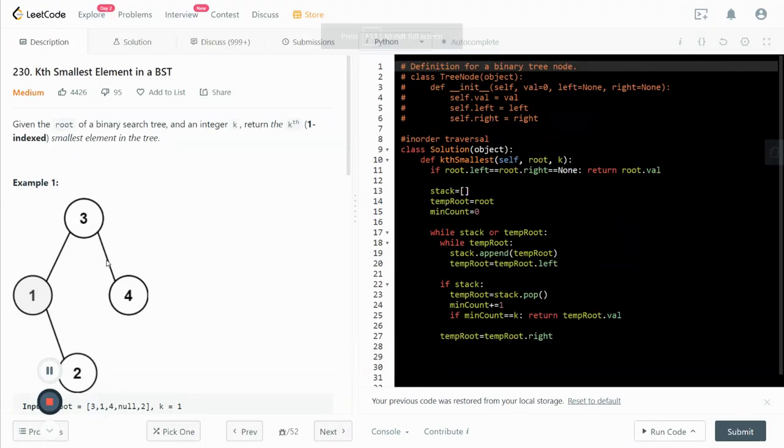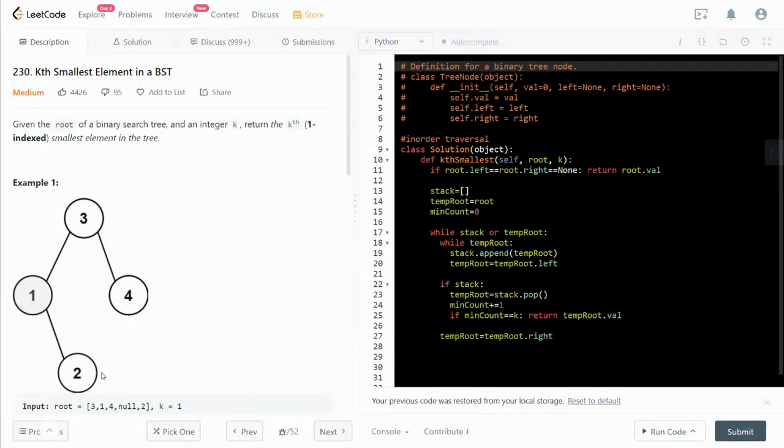In this video, I'm going to go through LeetCode number 230, Kth Smallest Element in a Binary Search Tree. A good thing about a binary search tree is that the numbers have been sorted. Everything on the left hand side will be smaller than the root, and the root will be smaller than everything on the right hand side.